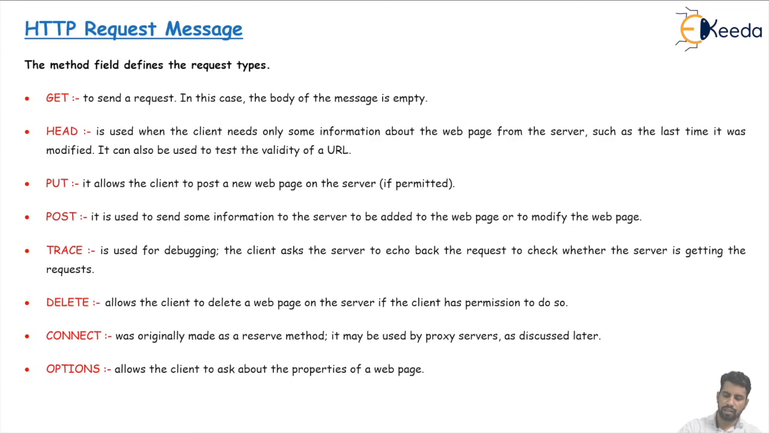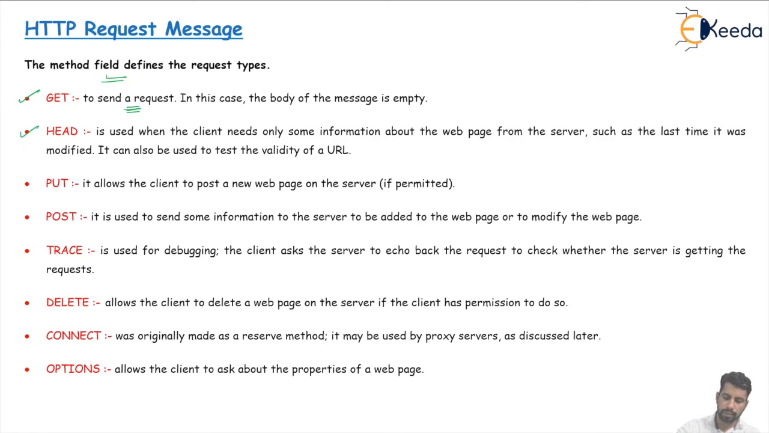So the method field in the request contains mainly 8 types of methods. 8 types of methods. First is GET. The GET method is mainly used when you want to send a request to the server. The body of the message is empty this time. There is no information present in the request message body. Only the request line and the header lines contain the information.